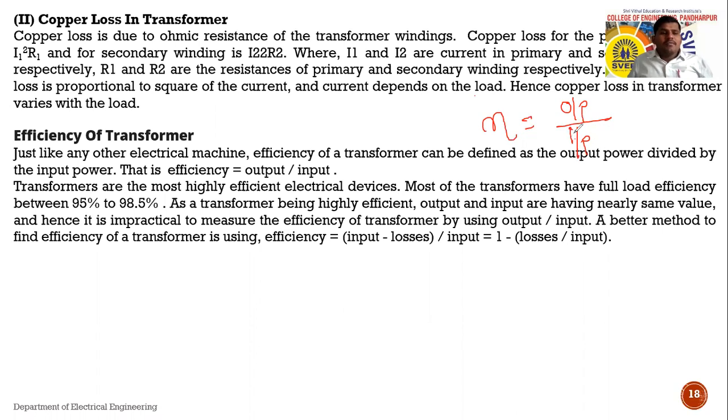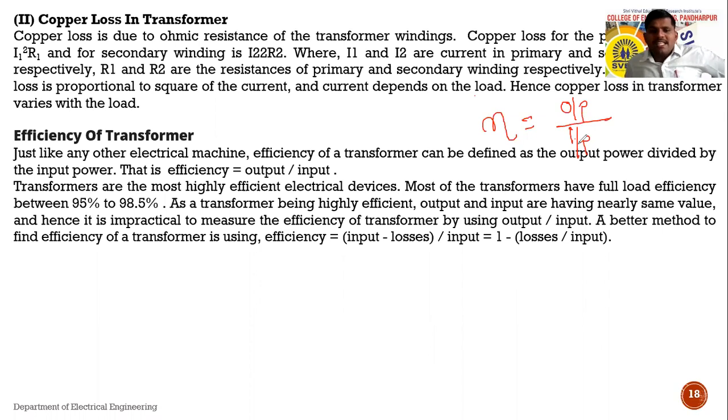Now, the transformer is the most highly efficient electrical device, because there is no rotational motion, so it is a static device. There are no rotating parts, so the losses due to rotation, like mechanical losses, friction and windage loss, or stray loss, will be absent. Only iron (core) loss and copper losses are present, so compared to other electrical equipment, the transformer is a more efficient device.